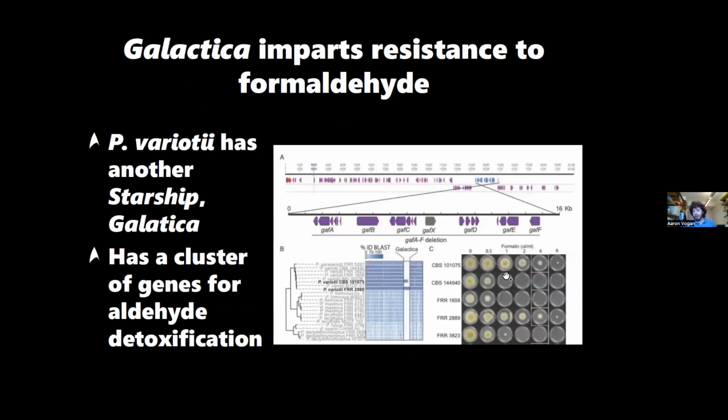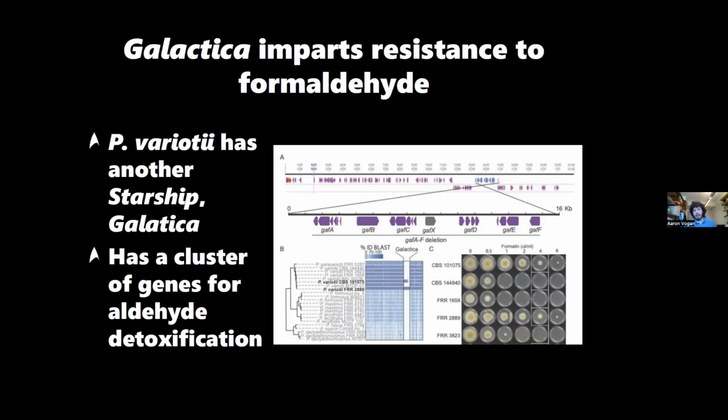And when we checked it out, so here's a bunch of strains growing on different concentrations of formaldehyde. The ones with Galactica are able to tolerate really, really high levels of formaldehyde compared to the ones that don't. So this is providing a huge benefit for these fungi in this environment.